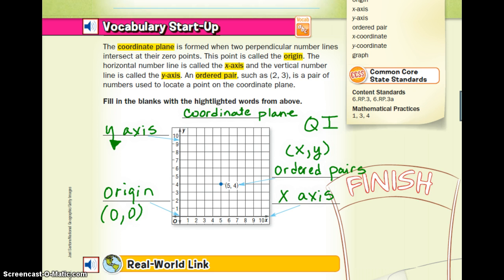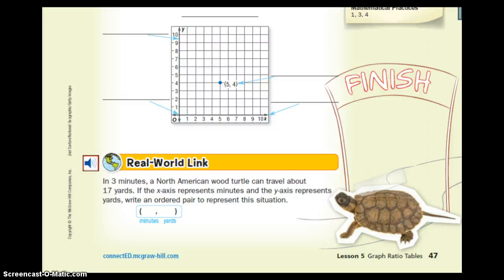Let's look at the real world link. It's very important to make labels when we're talking about axes. In this case, we have 3 minutes. A North American wood turtle can travel about 17 yards. If the x-axis is minutes, notice we wrote minutes because x is the first one. And then the y represents yards. We can now fill in our table or fill in our ordered pair: 3, comma, 17.